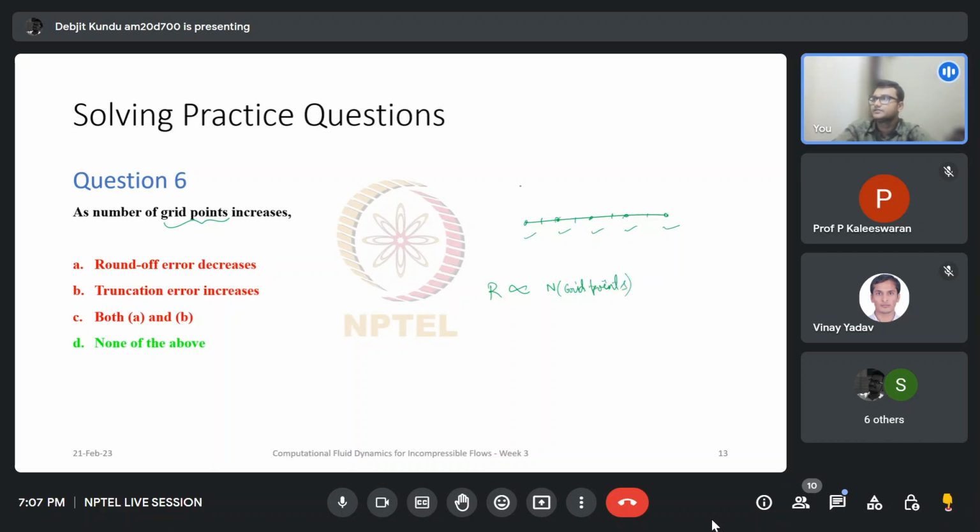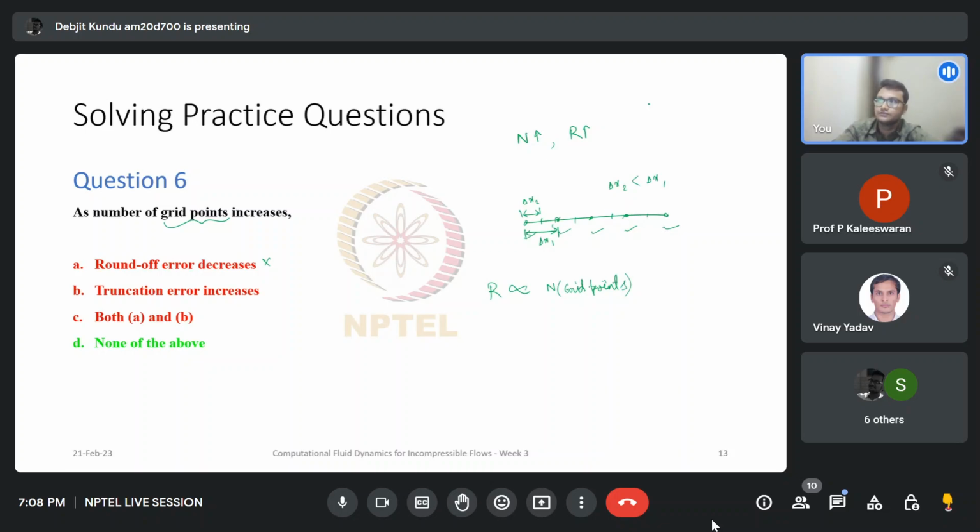So if this number of grid points increases as told in the question, the round-off error would also increase. So option A is incorrect, right? Then what happens to the truncation error? If I increase the number of grid points, what happens to my delta x? We had a delta x1 like this, and later on, after increasing the number of grid points, we have a delta x2 like this. So delta x2 is less than delta x1.